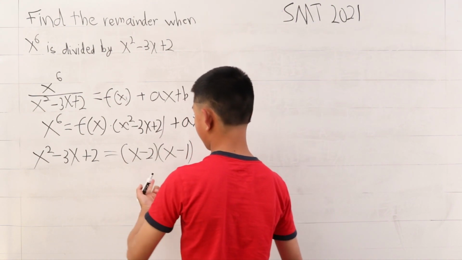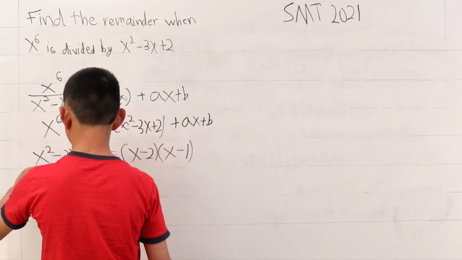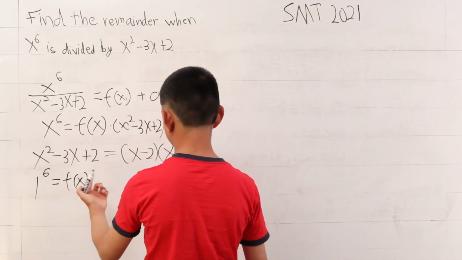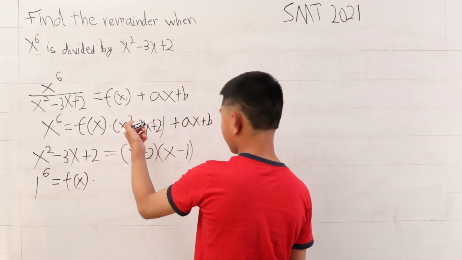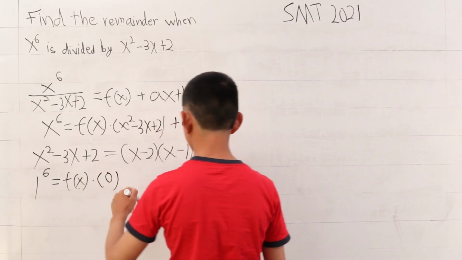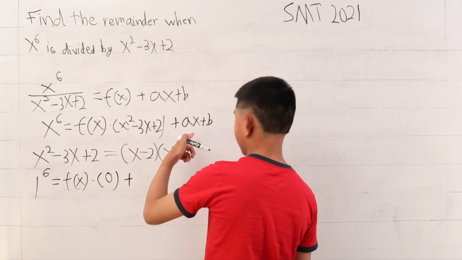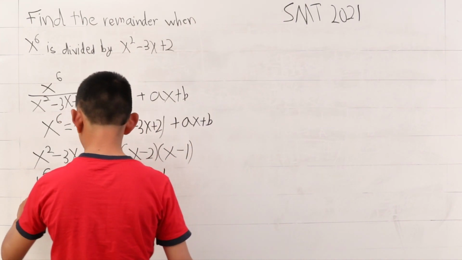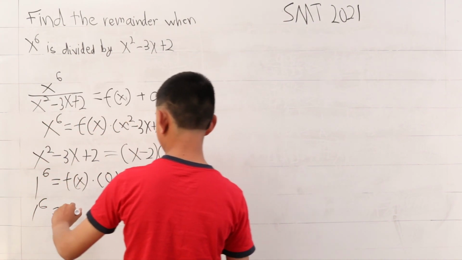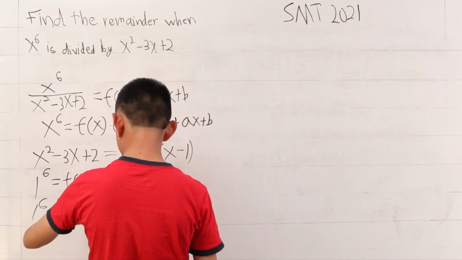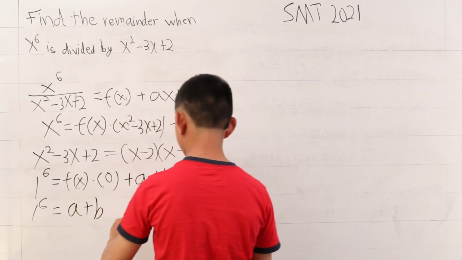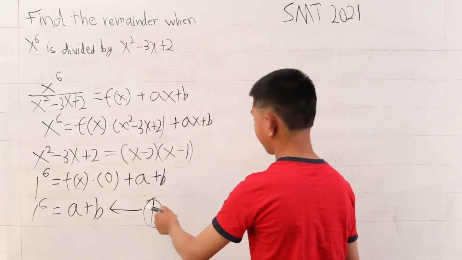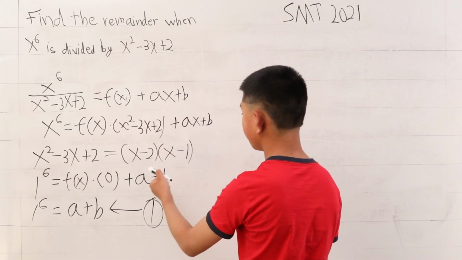So let's just take 1, for example. 1 to the power of 6 is equal to f of x. I know it's 1, but still. When you put 1 in here, all this is just 0, and then plus a times 1 plus b. So a plus b. So 1 to the power of 6, this is 0, so it's just a plus b. So this is our first equation.